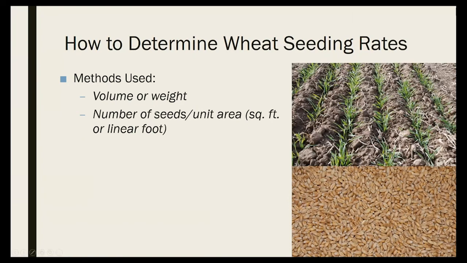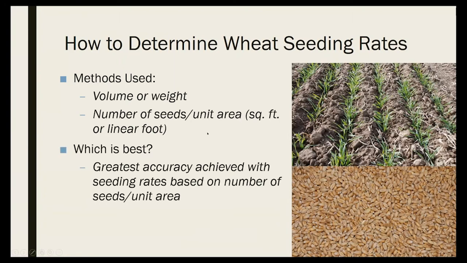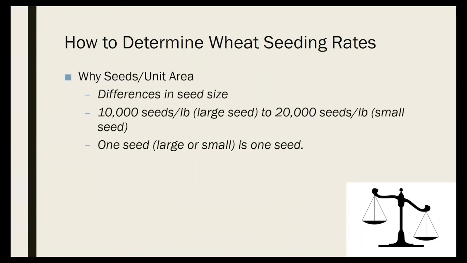I'm going to try to make a case today that maybe we ought to start thinking a little bit about the number of seeds per unit area, the number of seeds per square foot, that may actually be a little bit more accurate. So why is that? Well, because seed size differs. I can have 10,000 seeds per pound if I have large seeds, or I can have 20,000 seeds per pound if I have small seeds.